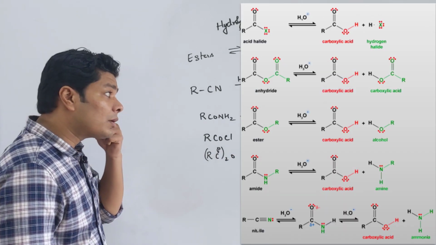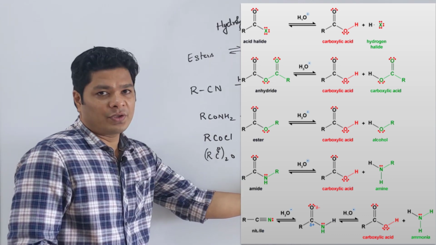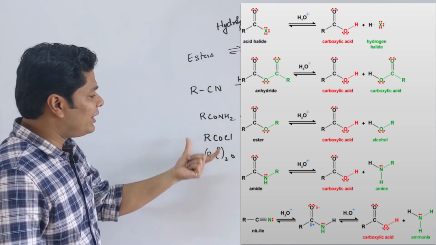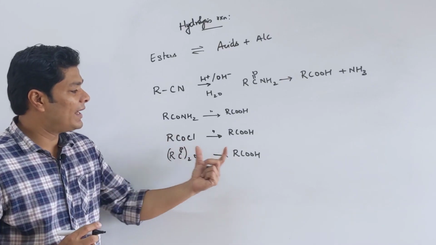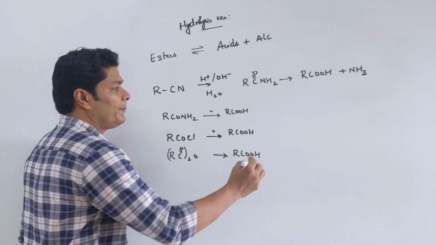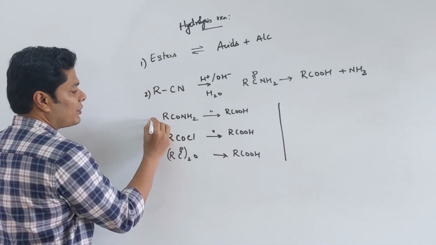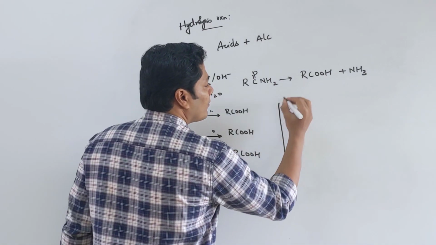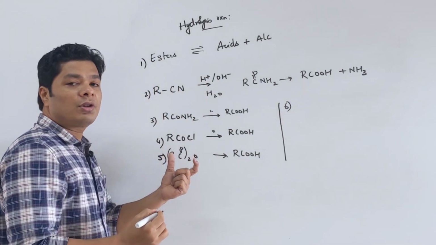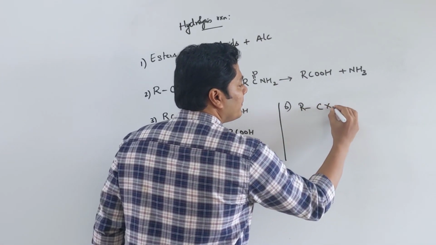So these are a couple of ways where you can convert one functional group into an acid functional group. You want to remember them in sequence, that way you don't miss any of them. The last way of getting an acid through hydrolysis, maybe we can number them so you know how many reactions are possible, is when you use trihalides, for example, RCX3.